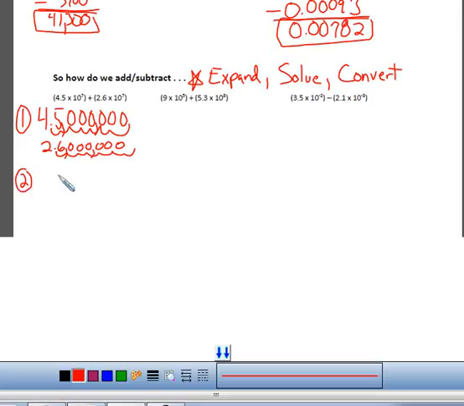So step 2, we're going to solve. So we're actually going to do our math here. So I'm going to write my 45 million and my 26 million, lining up my zeros and my decimals. And I'm going to add. And when you add, it looks like this.